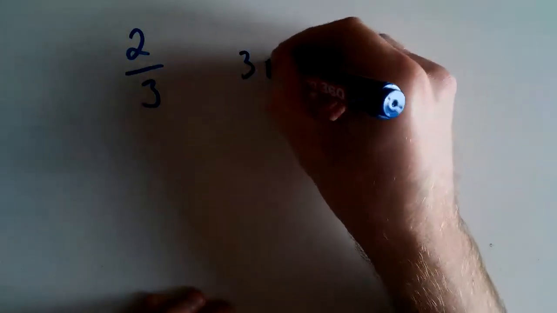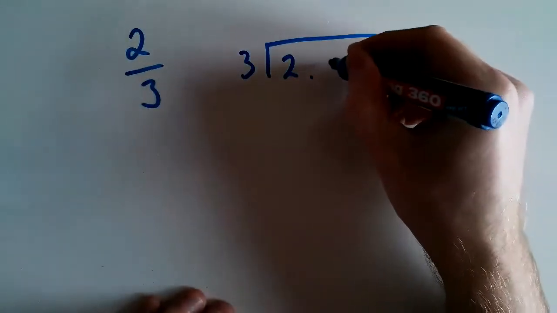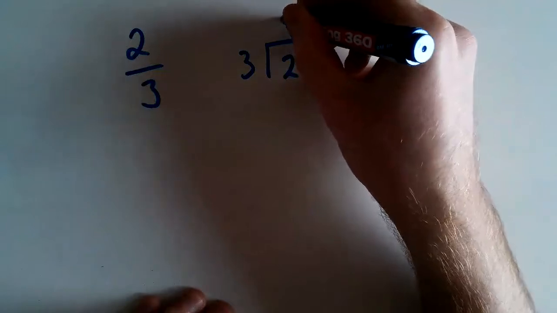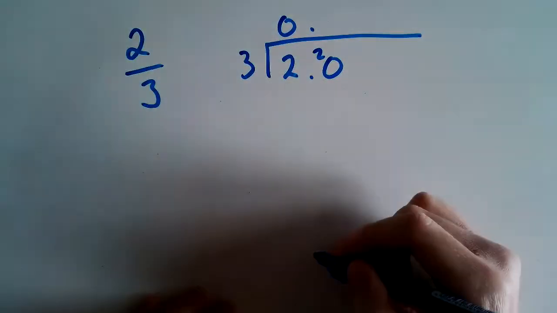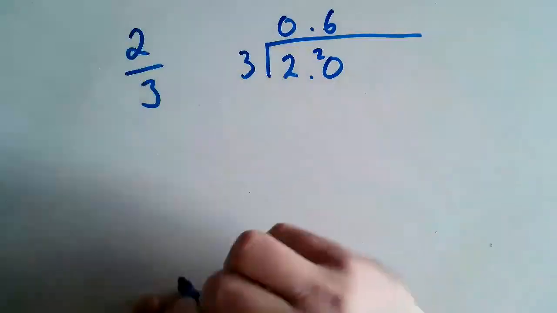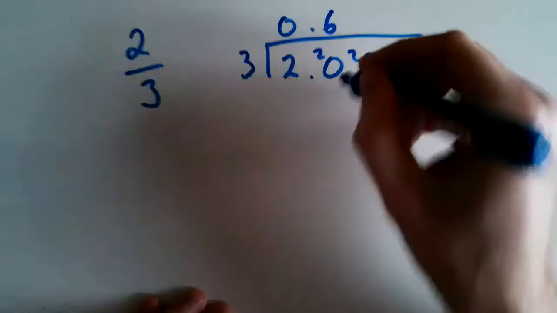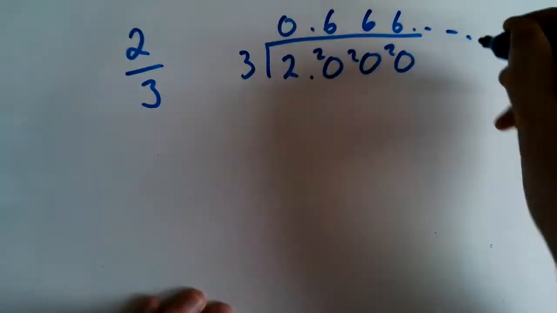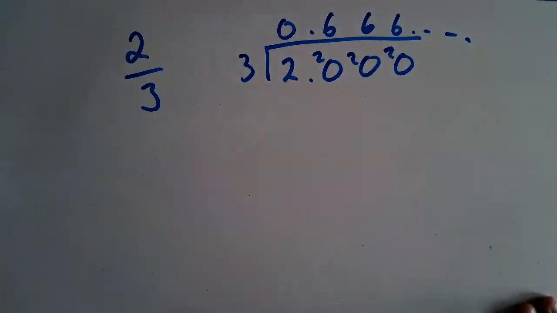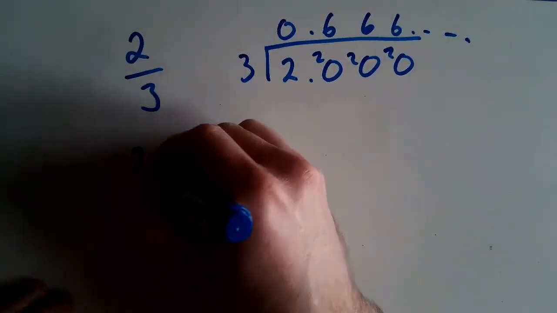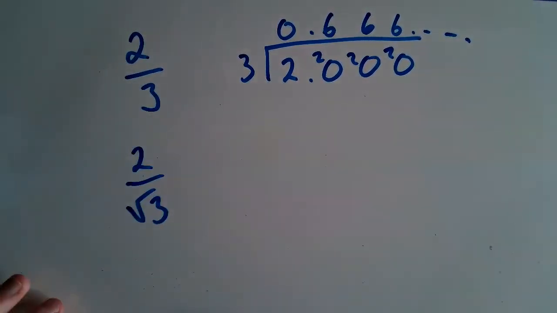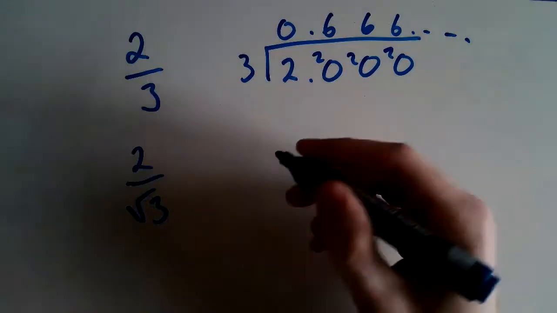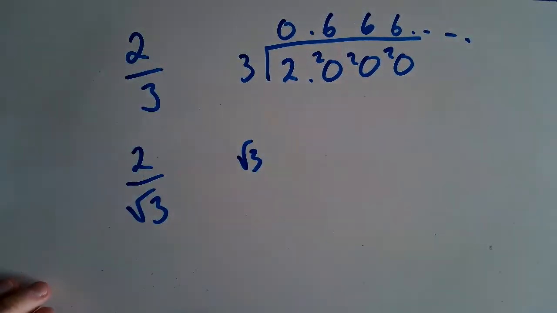So we could do a bus stop: how many 3s in 2, none; how many 3s in 20, 6, how much left over, 2; how many 3s in 20, 6, 2, etc. So bear that in mind. However, if I was doing 2 over root 3, 2 divided by root 3, I can't really use this method.